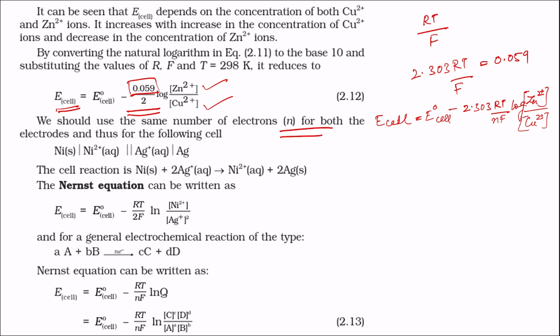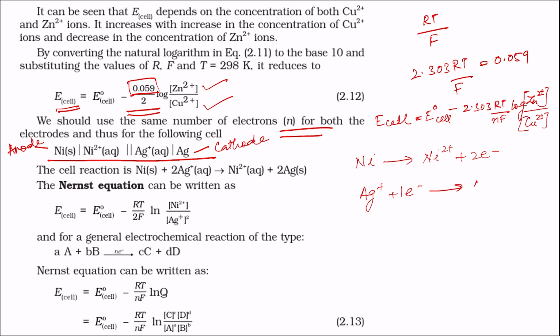Now the number of electrons should be the same for both the electrodes. So consider the following cell. Silver is acting as the cathode and nickel is acting as the anode. The reaction at the anode is nickel losing 2 electrons and changing into nickel ions, and the reaction at the cathode is silver ion accepting 1 electron and changing into neutral silver atoms. Now the number of electrons lost by nickel is 2, but the number of electrons accepted by silver ion is 1. So to make the number of electrons the same, the reaction at the cathode is multiplied by 2. So this becomes 2Ag+ plus 2 electrons forming 2Ag.